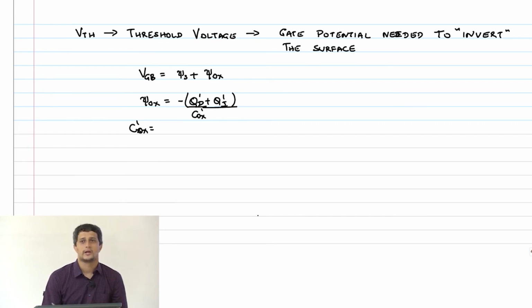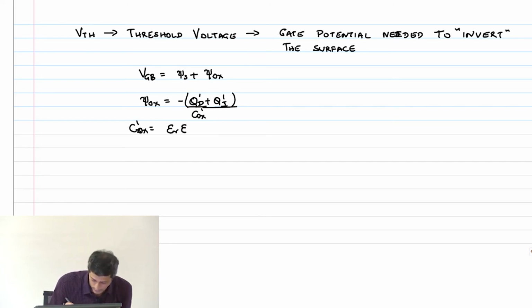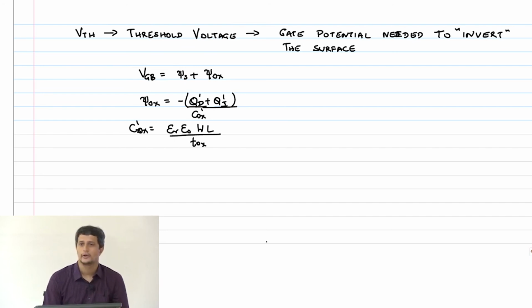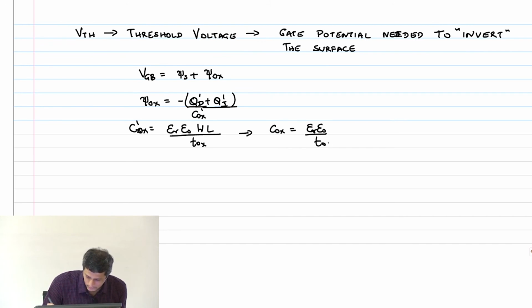What's the capacitance of the oxide? It's epsilon R, epsilon naught, A by D. A is W into L, by Tox. I am also going to write the equivalent term, normalizing it to the area. Cox is going to be defined as epsilon R, epsilon naught by Tox.